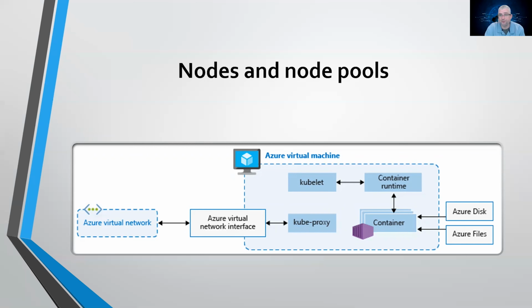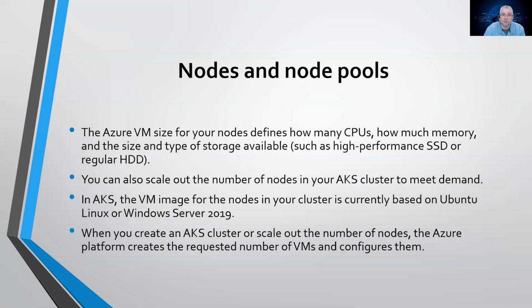network. So the VM size of the node determines how many CPUs, how much memory, right? Size, type of storage available. This will get very important very quickly, okay? If you anticipate your applications are going to require large CPU, you may want to rethink how those nodes are, okay? Now, the VM image for the nodes is currently based on Ubuntu Linux or Windows Server 2019.